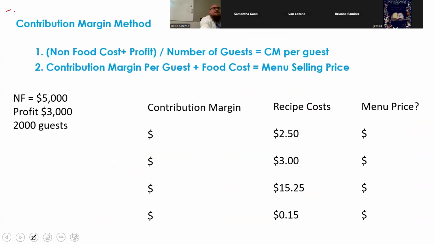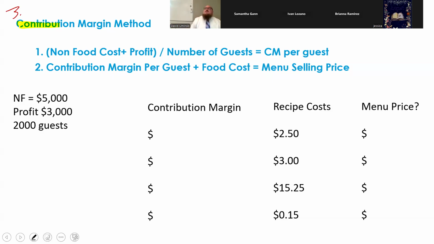The third method is our contribution margin method. What is the root word of contribution? Contribute. Okay. So that contribution margin, that number contributes, this is how I remember it, it contributes to our profit and our non-food costs. So things like insurance, rent, salary, wages, all that stuff, right? So that's the contribution margin.